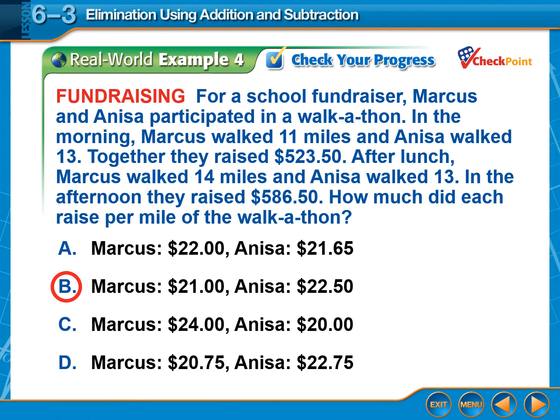All right, so the correct answer is that Marcus is raising $21 per mile and Anissa is raising $22.50 per mile. So to get that answer, what you should have done was first identify the variables. So you're going to have to identify what x is and what y is. So x would be the amount of money that Marcus is raising per mile. That would make y equal to the amount of money that Anissa is raising per mile.